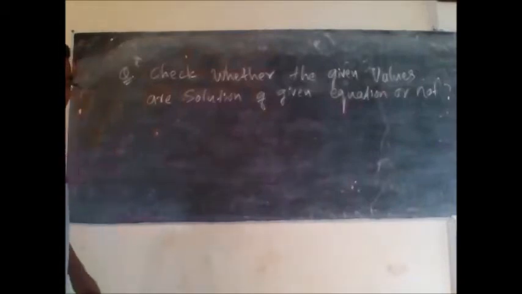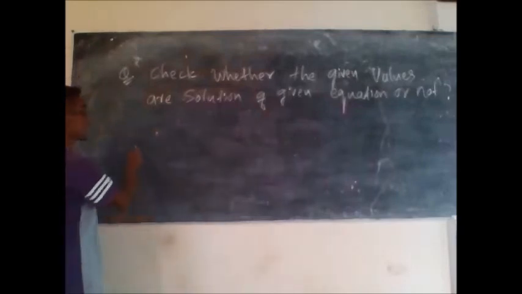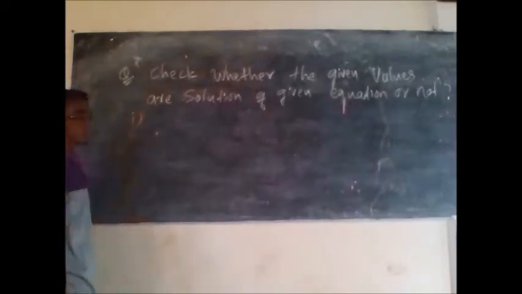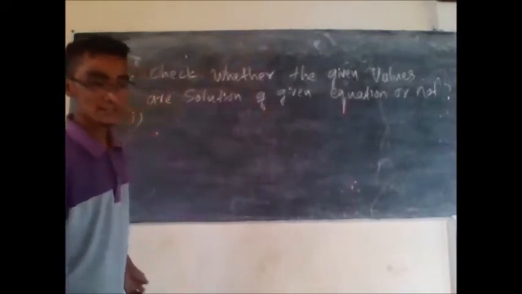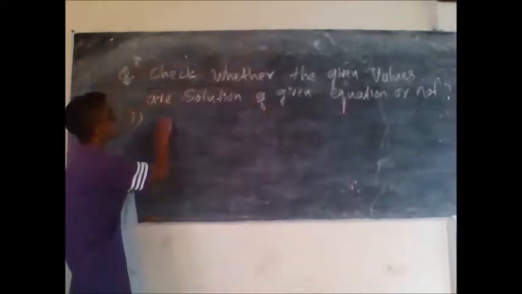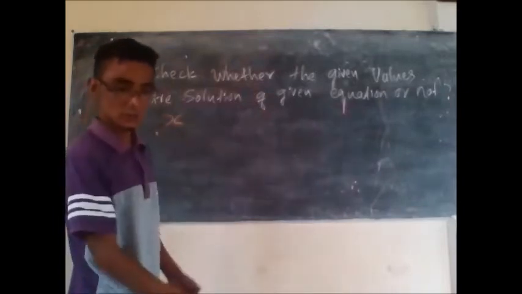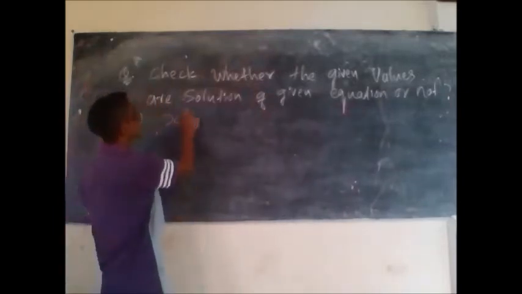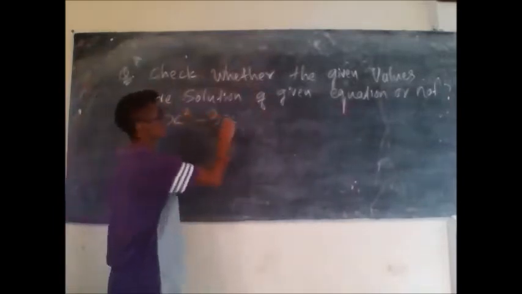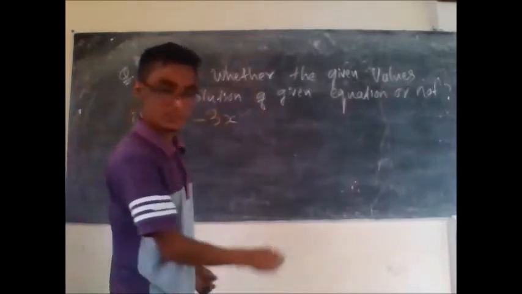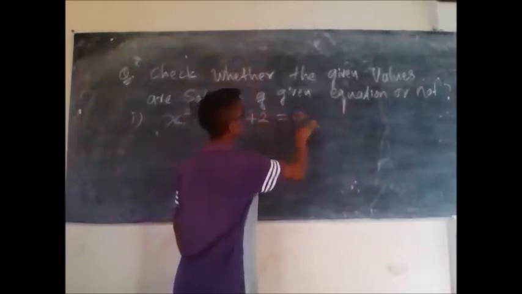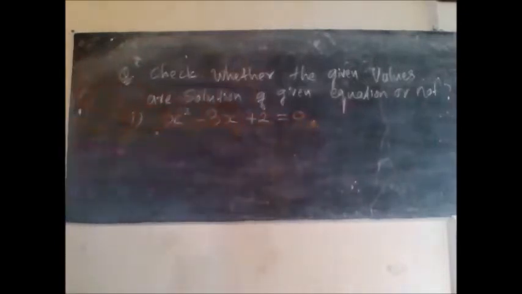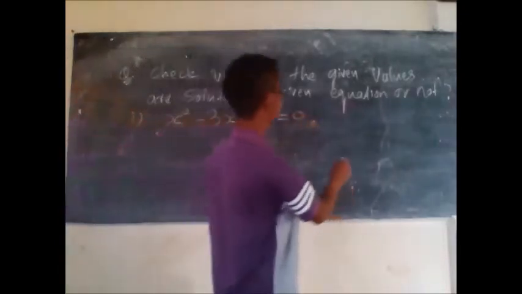Let's take an example: x square minus 3x plus 2 equal to 0. x square minus 3x plus 2 equal to 0. We will use the given values and substitute them for x.